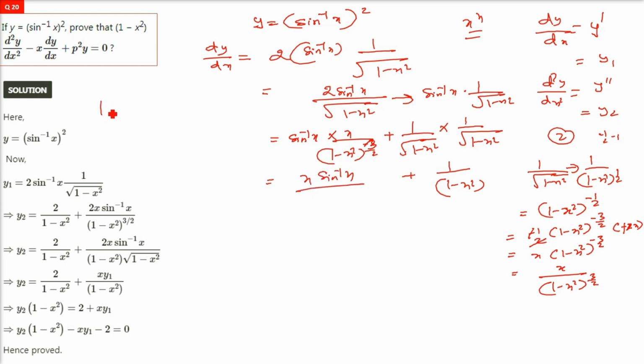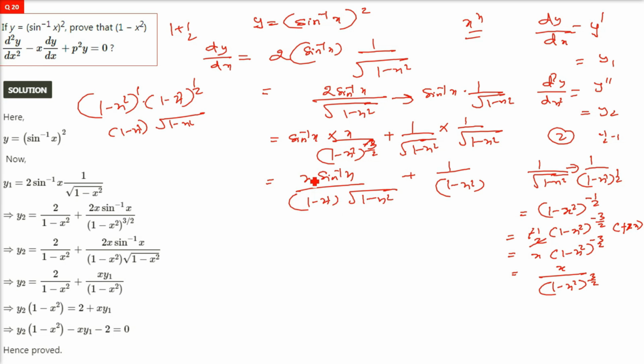1 minus x square to the power 3 by 2 is nothing but 1 plus 1 by 2. So you can write it as 1 minus x square into 1 minus x square to the power half, and this half is root only. So you can write 1 minus x square to the power 3 by 2 as 1 minus x square into under root 1 minus x square. Since this 1 minus x square is there with both the terms, as I said, I will take the 2 later, so I have to introduce 2 into both the terms. So this is d2y by dx2, which is y2, which is y double prime.